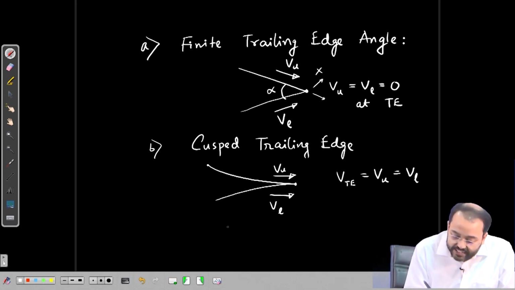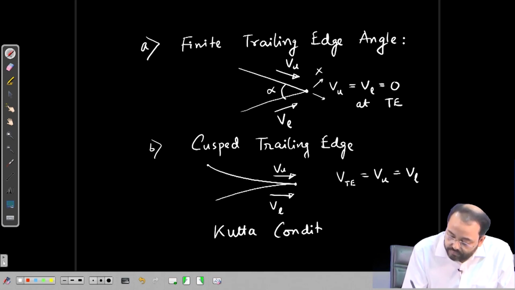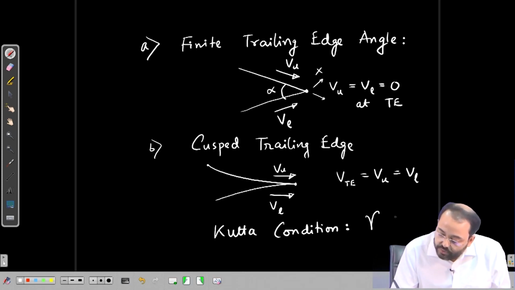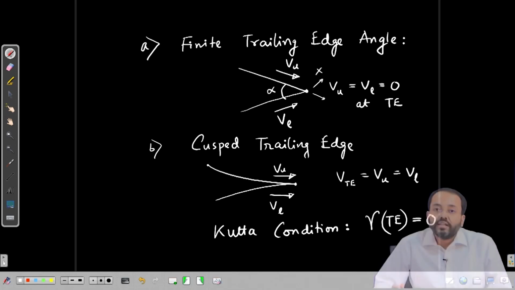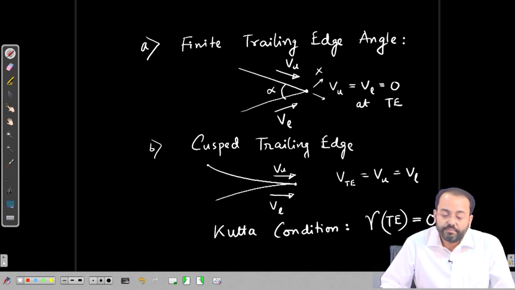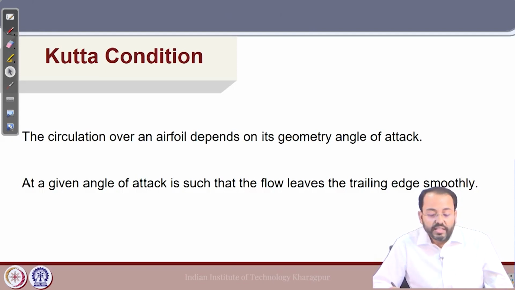Okay. So, the condition which has to be met for circulation at the trailing edge of a foil is called the Kutta condition, which says that the value of the circulation at the trailing edge should be 0. So, this Kutta condition has to be satisfied at the trailing edge of the airfoil. That means, this is what is meant in this line, that at a given angle of attack the circulation around the foil is developed such that the flow leaves the trailing edge smoothly.